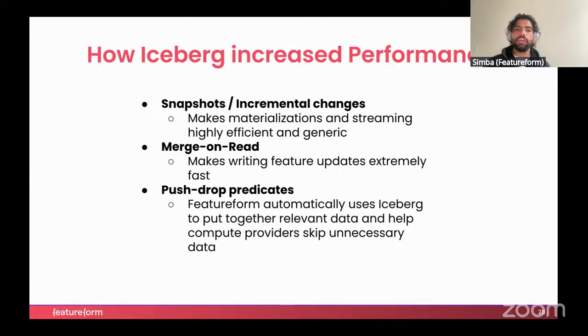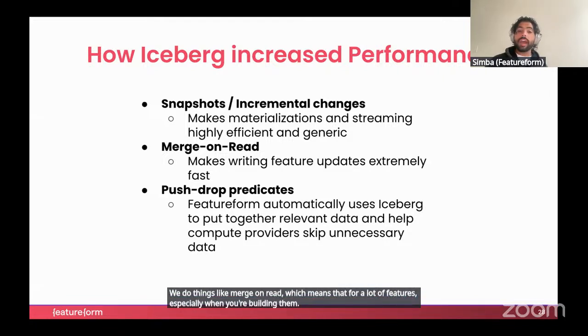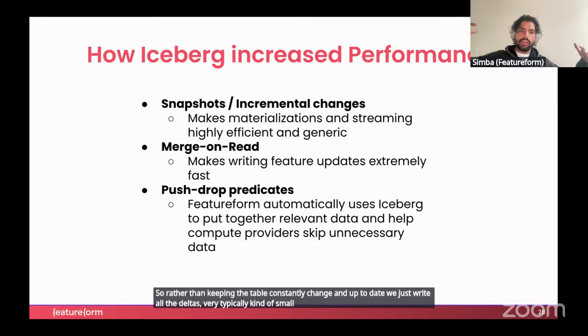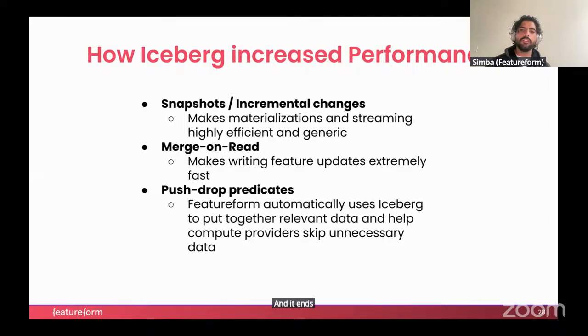We do things like merge on read, which means that for a lot of features, especially when you're building them, you write way more than you transform. So you're writing constantly. So rather than keeping the table constantly changed and up to date, we just write all the deltas, very typically small deltas. And then when we process the feature, we squeeze them all together. And it ends up being much more efficient. And then finally, we'll push down predicates.